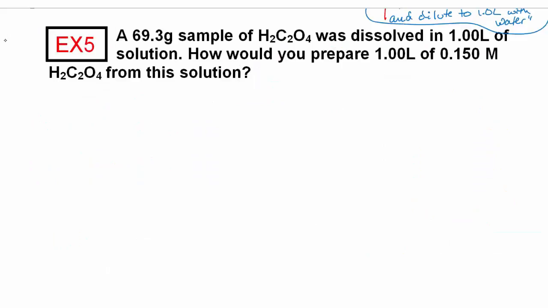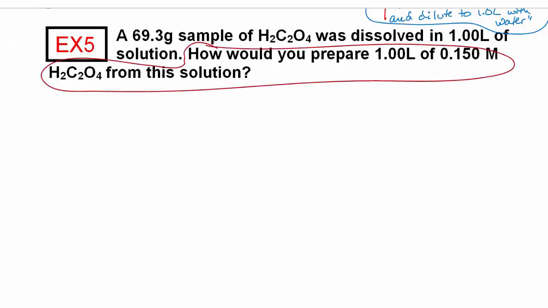Here's your big test. See if you can solve this. A 69.3 gram sample of oxalic acid was dissolved in 1 liter of solution. How would you prepare 1 liter of 0.15 molar oxalic acid from this solution? Do you recognize how to do this? Try it. The last part is definitely how would you prepare this solution. That's definitely an MiVi equals MfVf problem. We know Vf is 1 liter. We know Mf is 0.15 molar. Right? We just have to find Mi.